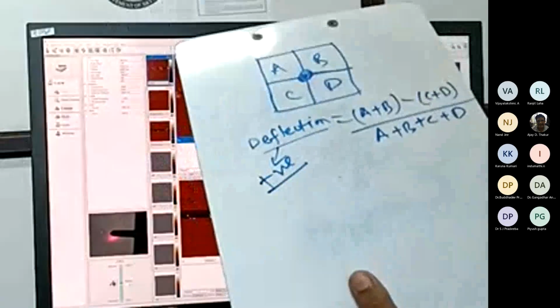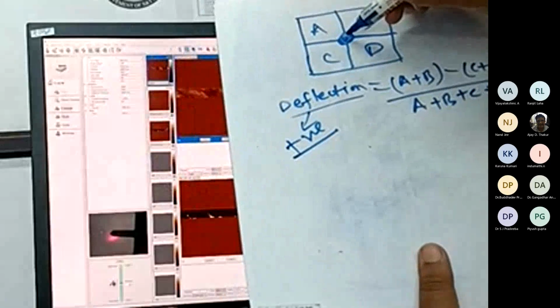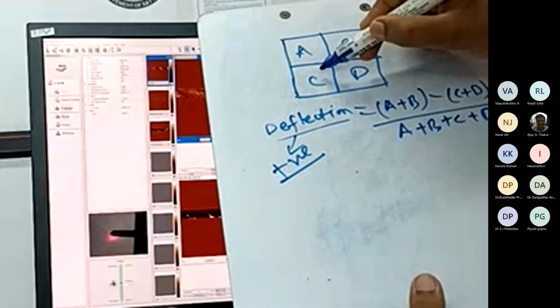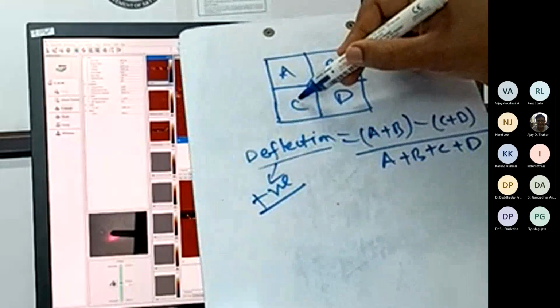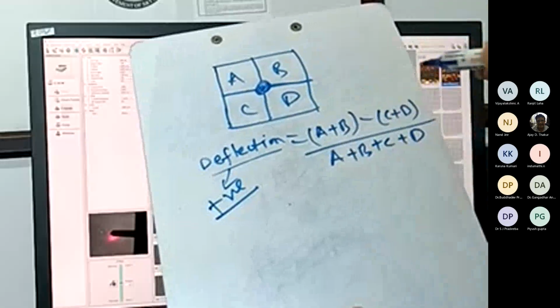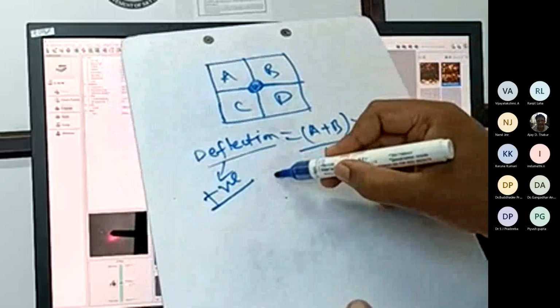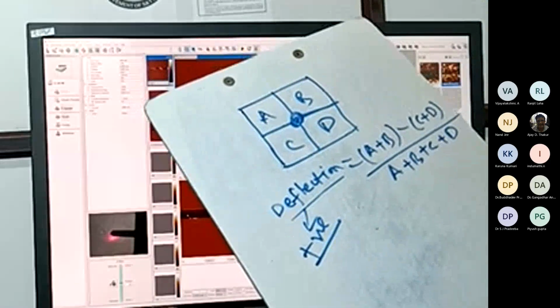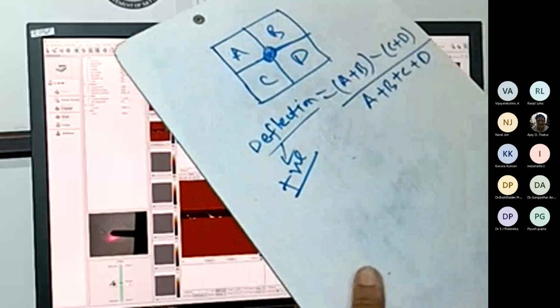Deflection signal will be positive. And suppose our cantilever moves down. In that case, the total intensity in C plus D will be greater than A plus B, so this quantity will be negative. In this way, it detects how much the cantilever is moving, up or down.